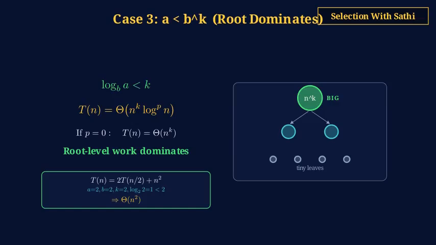Example, T(n) = 2 T(n/2) + n². a is 2, b is 2, k is 2. b^k is 4. Since 2 is less than 4, this is case 3. The answer is Θ(n²). Another example, T(n) = T(n/2) + n. a is 1, b is 2, k is 1. b^k is 2. 1 is less than 2. Case 3. The answer is Θ(n).